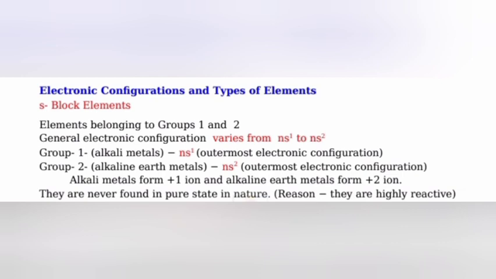Electronic configuration and types of s-block elements. Elements belonging to group 1 and 2. General electronic configuration varies from ns1 to ns2. Group 1, alkali metals, ns1 outermost electronic configuration. Group 2, alkaline earth metals, ns2 outermost electronic configuration. Alkali metals form +1 ions and alkaline earth metals form +2 ions. They are never found in the pure state in nature, the reason being they are highly reactive.